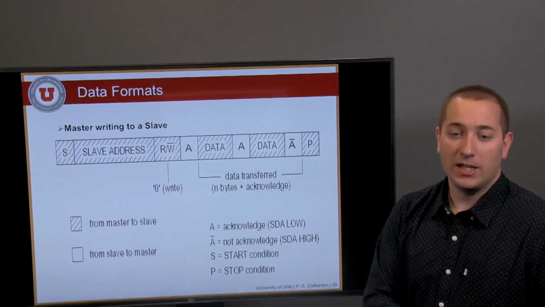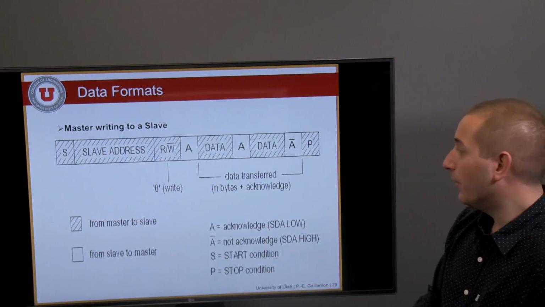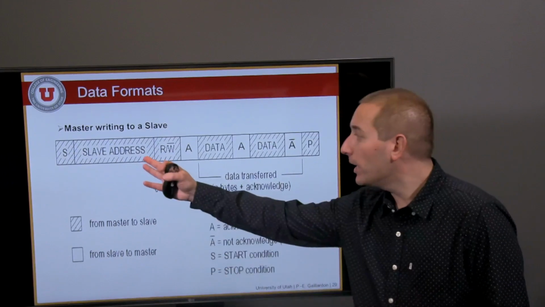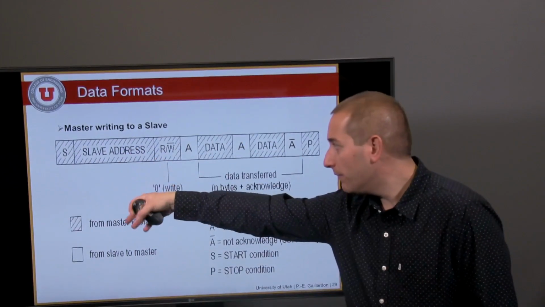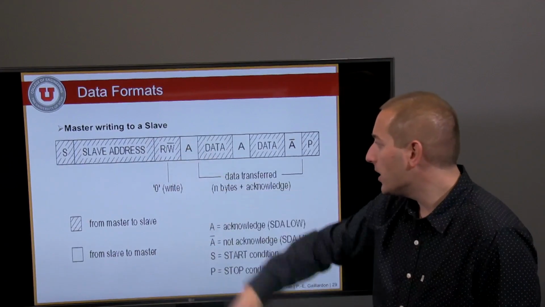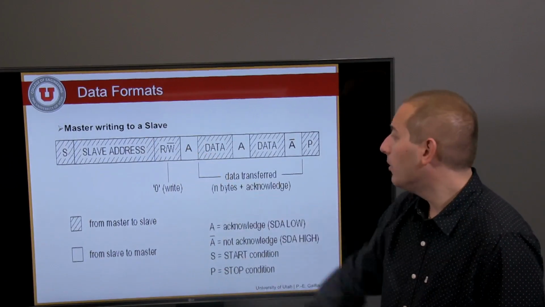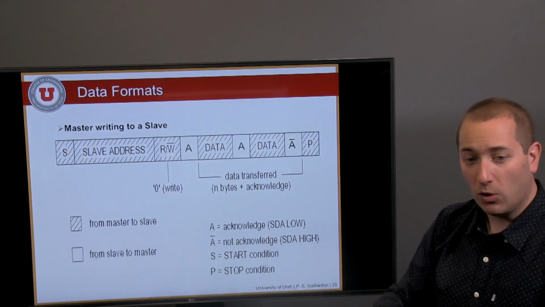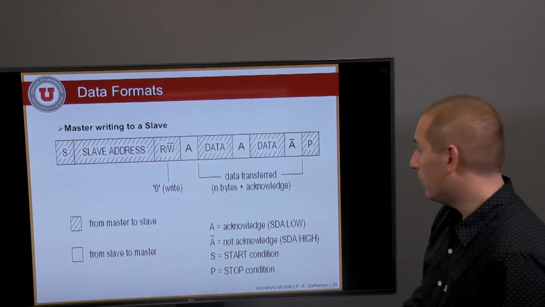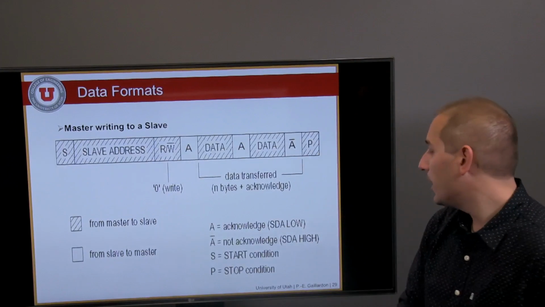So if we look at a more complex type of system, we will have, when the master is writing to the slave, start condition followed by the slave address, read-write, acknowledgement from the slave, data, acknowledgement, data, not acknowledgement because this is the very last bit of information, and followed by the stop condition.